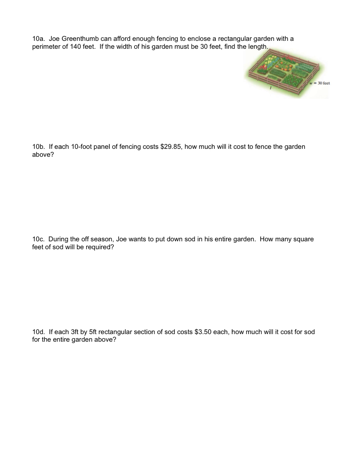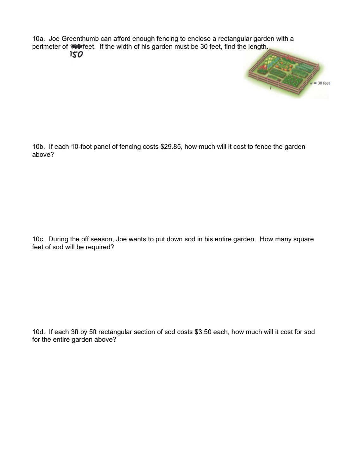So number 10A, it says Joe Green Thumb can afford enough fencing to enclose a rectangular garden with a perimeter of 150 feet. So I'm going to switch my number on here to 150 to match yours. It says if the width of his garden must be 30 feet, find the length. So we are trying to find what is this length right there. So let's go ahead and do that.